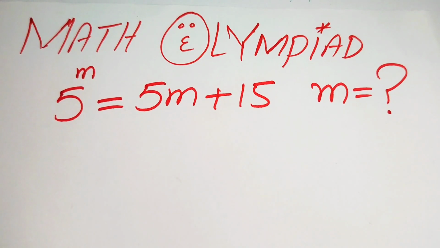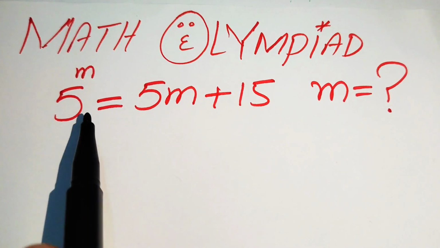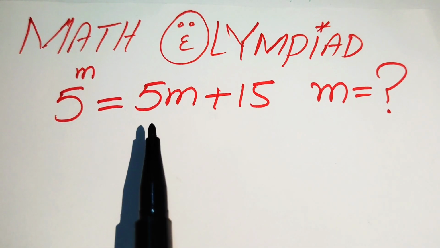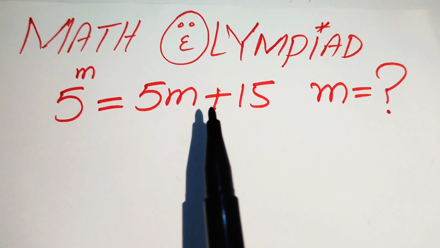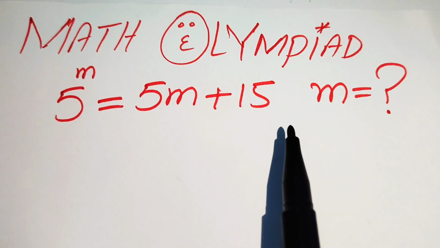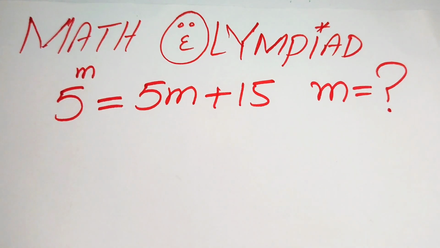Hello everyone, welcome to solve this math Olympiad algebra problem. Here we have 5 to the power of m equals 5 multiplied by (m + 15), and we solve this problem for the values of m.